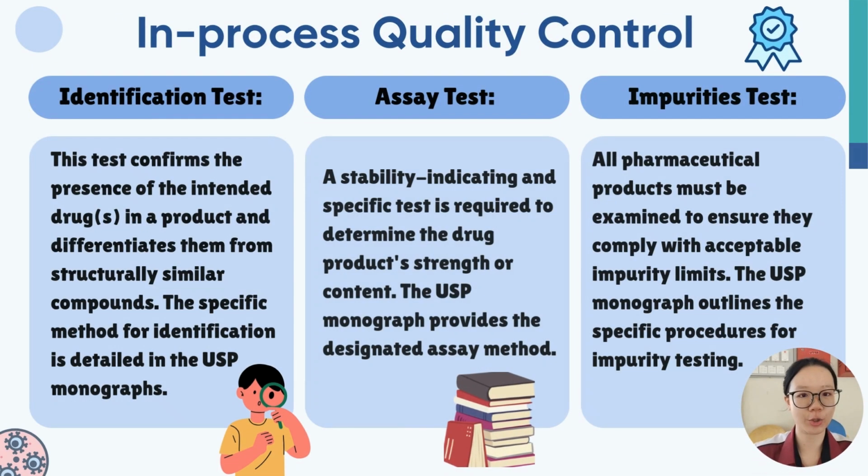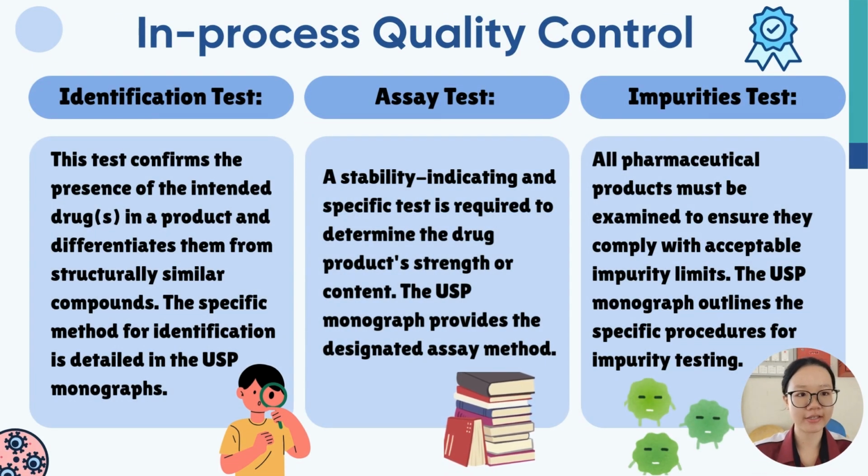In-process quality control plays a crucial role in ensuring the safety, efficacy, and quality of pharmaceutical products during manufacturing. First, we have the identification test. This test is designed to confirm the presence of the intended active pharmaceutical ingredient, or API, in the product. It also helps differentiate the API from other structurally similar compounds that could cause confusion or contamination. The specific identification method used is always outlined in the USP monograph for each drug.